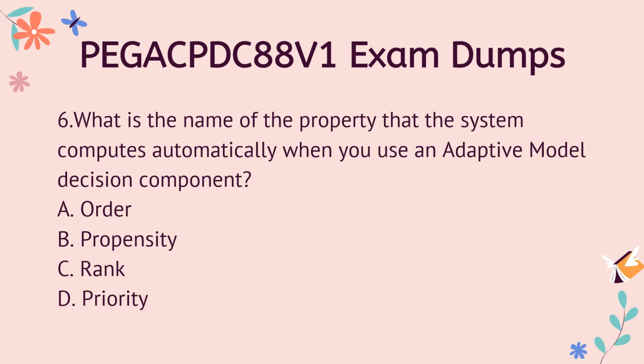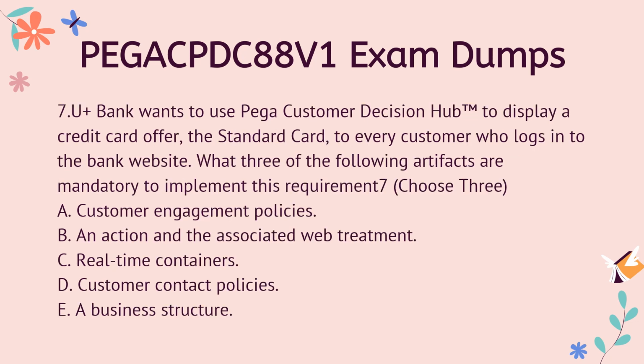6. What is the name of the property that the system computes automatically when you use an adaptive model decision component? A. Order, B. Propensity, C. Rank, D. Priority.